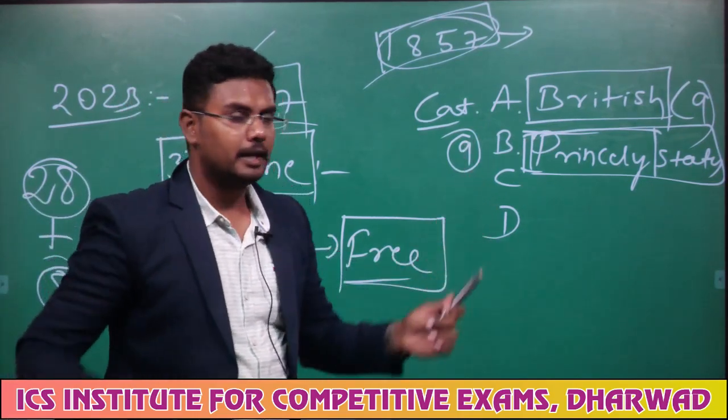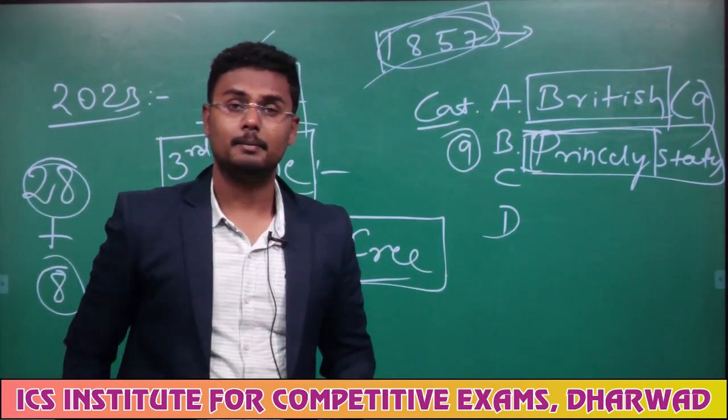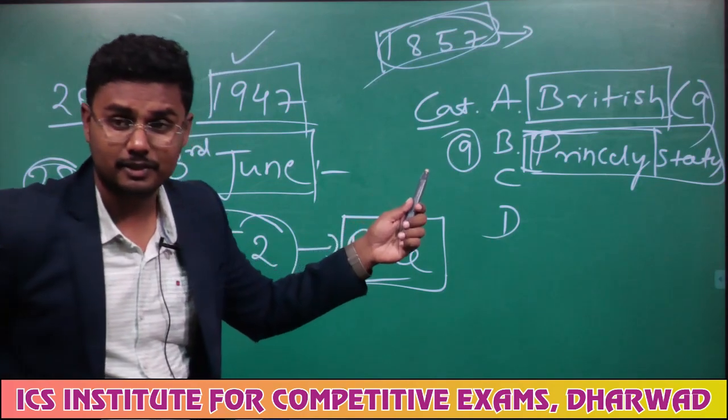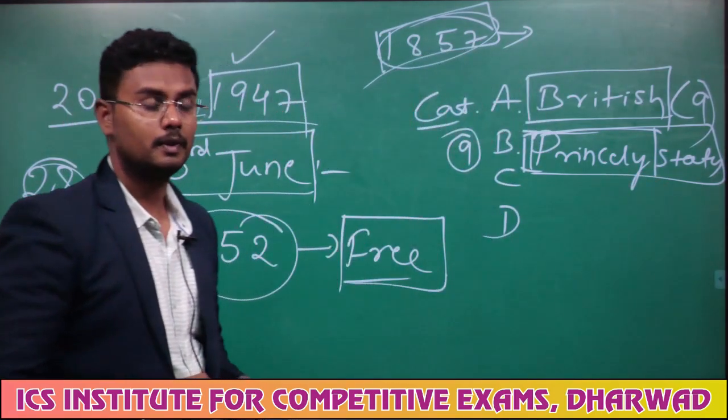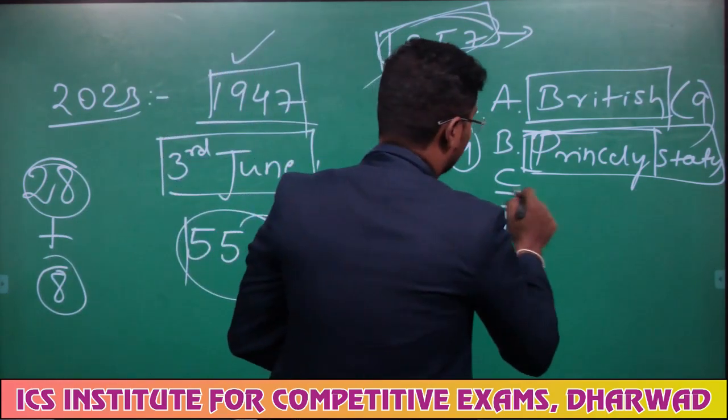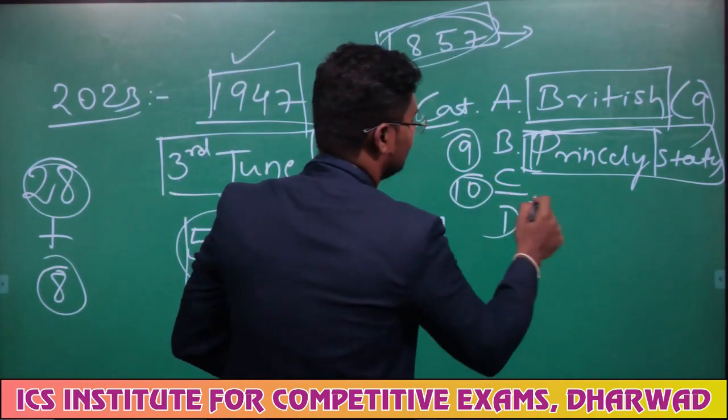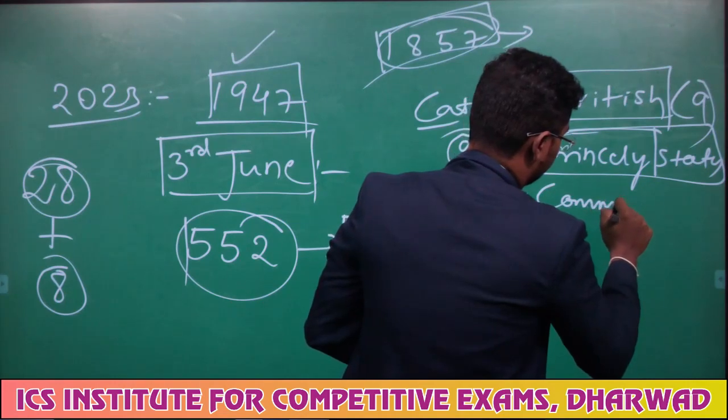So category A consisted of how many states? 9 British Indian states, and category B consisted of 9 princely states. Right. Then category C consisted of 10 commissionerates.